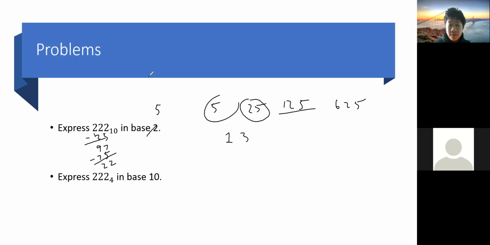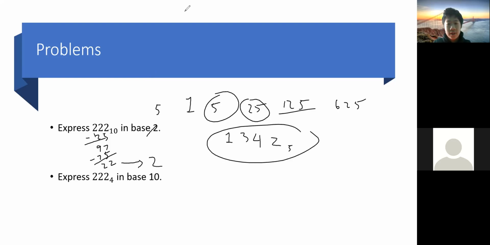How many 5s can fit in this? 4, right? 5 times 4 is 20. So we'll have 2 left, and that's the 2 in the final digit. That's it. Okay, pretty straightforward.